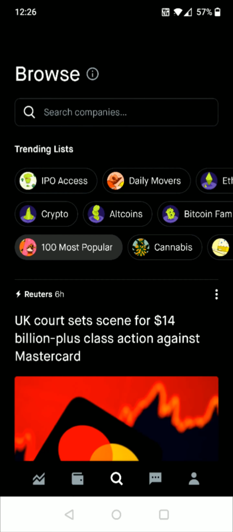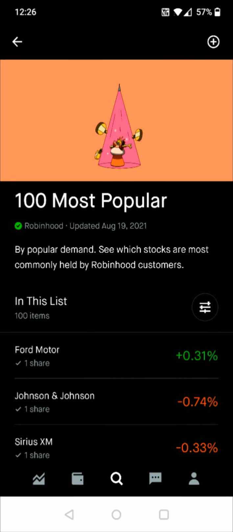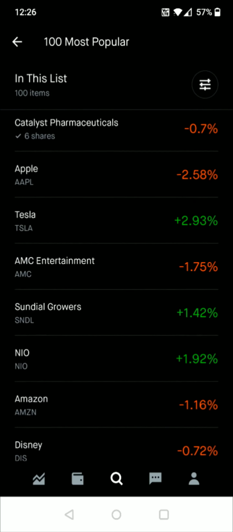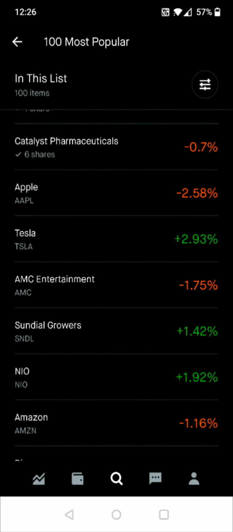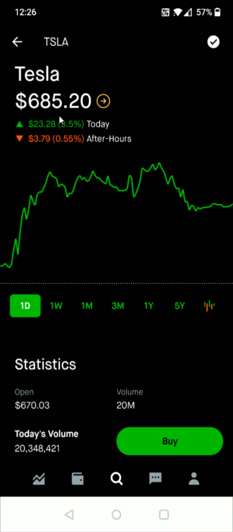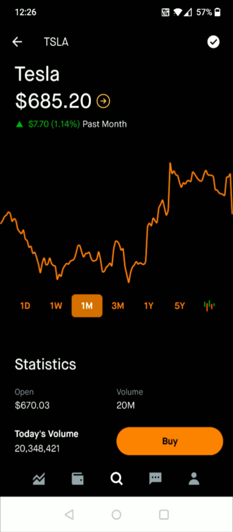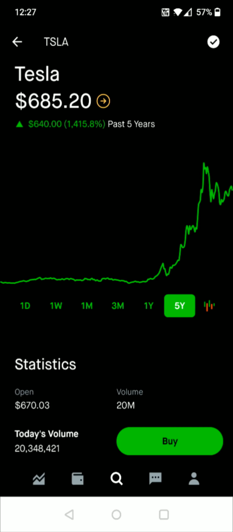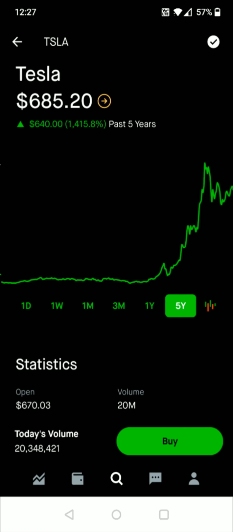So for instance, if we click on the 100 most popular, these are the stocks that are most commonly held by Robinhood customers. You can look through those different stocks here. Let's say we wanted to click on Tesla to get some more information. And we can see their current trading price, and we can see the chart of that price over time. And we can change this from 1 day to 1 week, 1 month, 3 month, 1 year, 5 year. So you can get an idea of where the price of the stock was compared to where it is now.